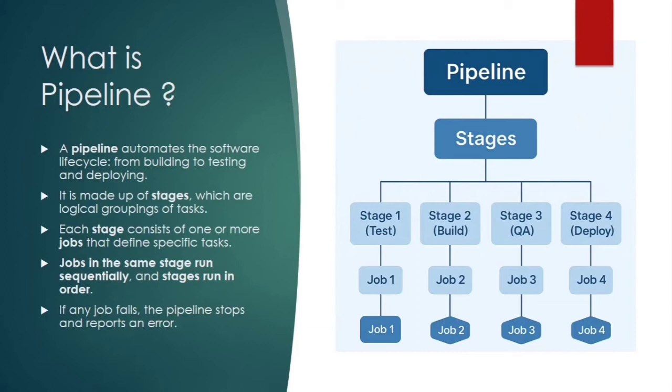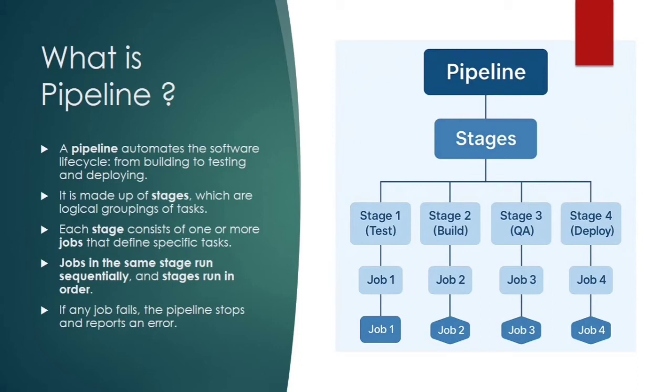Now let's go over a few important concepts before diving further into the lab. So what is a pipeline? A pipeline is a sequence of stages that helps automate the continuous integration, continuous delivery, and continuous deployment process. It allows you to define, organize and run tasks like building, testing, and deploying your code in a structured and repeatable way.